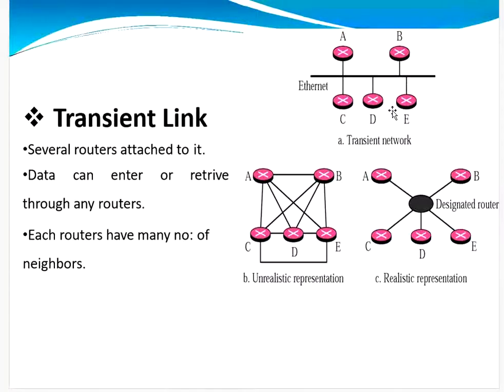Each router has many neighbors. You can see in this diagram that D has C and E as neighbors. Each router in this type of link has many neighbors. This is the unrealistic representation of the transient link, and this is the realistic representation that we can use in the OSPF protocol.